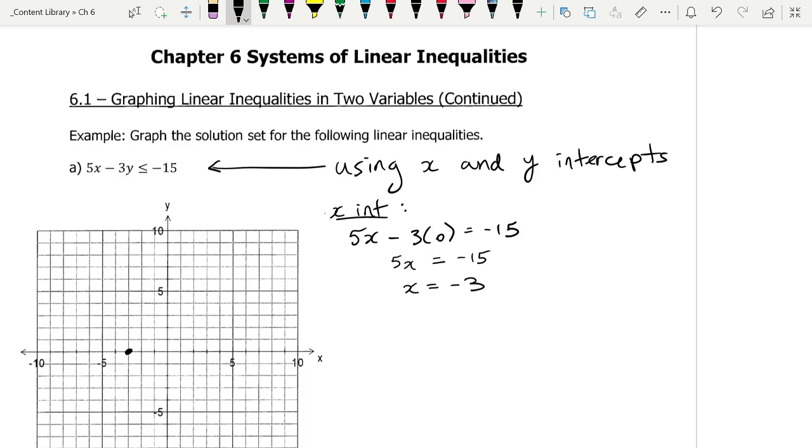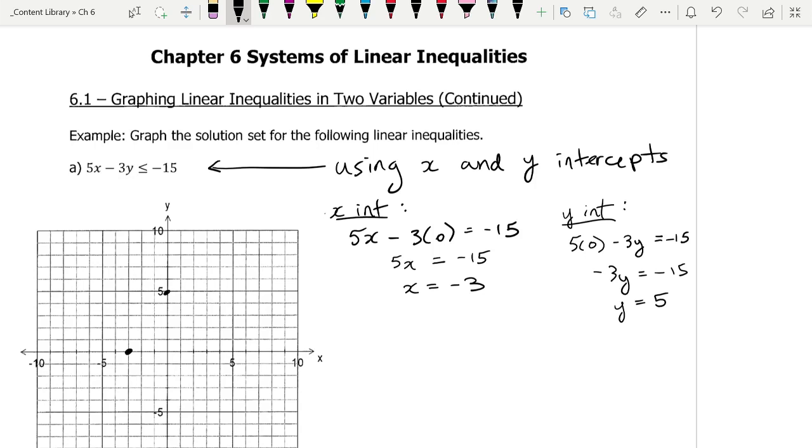Let's find the y-intercept. The y-intercept happens when x is 0. So 5 times 0 minus 3y is equal to negative 15. So negative 3y is equal to negative, don't lose negatives, negative 15. So y is equal to 5. So there we go. And there's two, again, what did I tell you? 2 dots is all you ever need to graph. So try to make now a line.